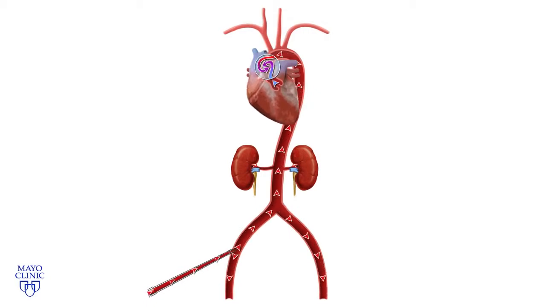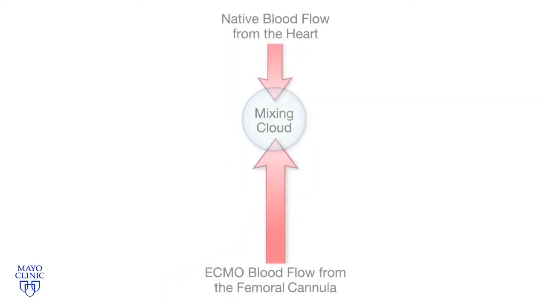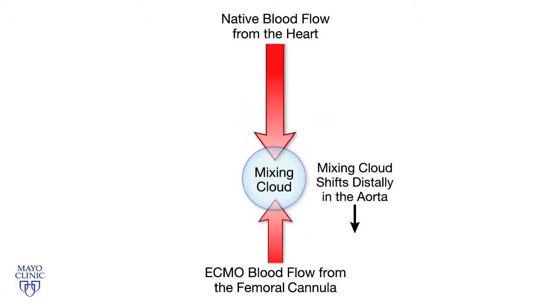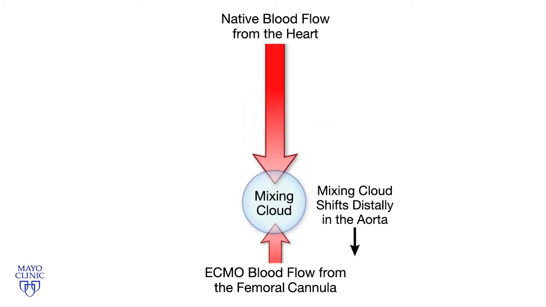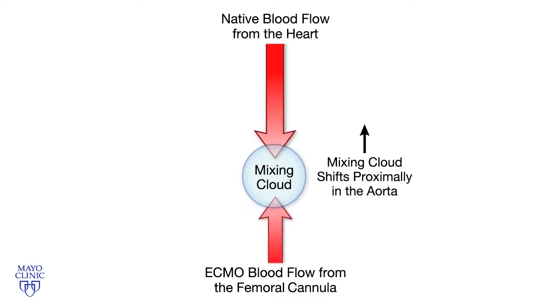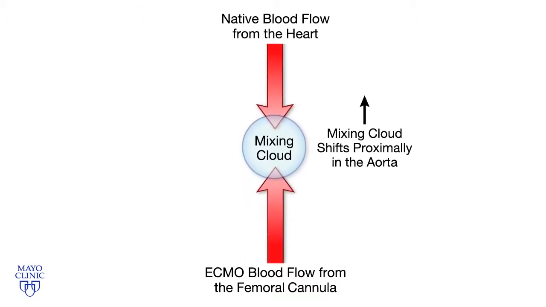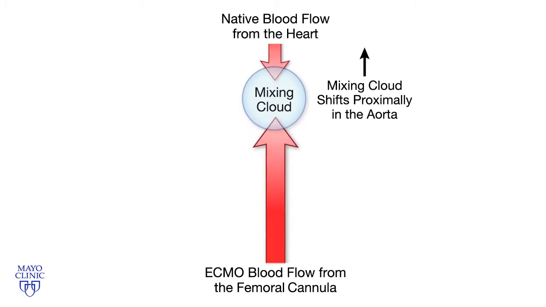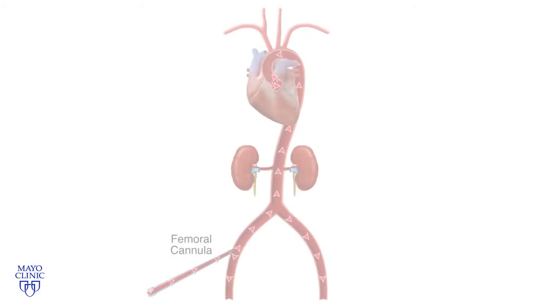the arterial cannula. As left ventricular function is restored and contractility increases, the mixing cloud may shift distally in the aorta towards the arterial cannula. The same shift can occur if the ECMO blood flow is decreased. Conversely, as ECMO blood flow is increased, or as left ventricular function decreases, the mixing cloud may shift more proximally in the aorta. Let's take a closer look at this phenomenon.